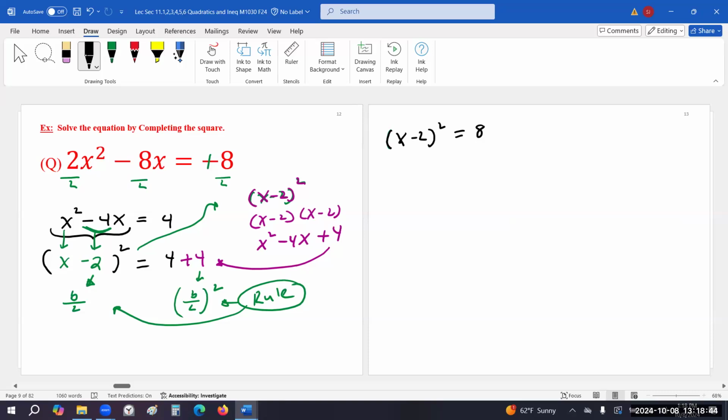I have a question. I'm not understanding why you added 4. What do you mean? I added 4 because this is the rule. Inside the parentheses, you add b over 2, and outside the parentheses, on the other side, you add b over 2 squared. So inside we added -2, outside we added -2 squared, which is 4.